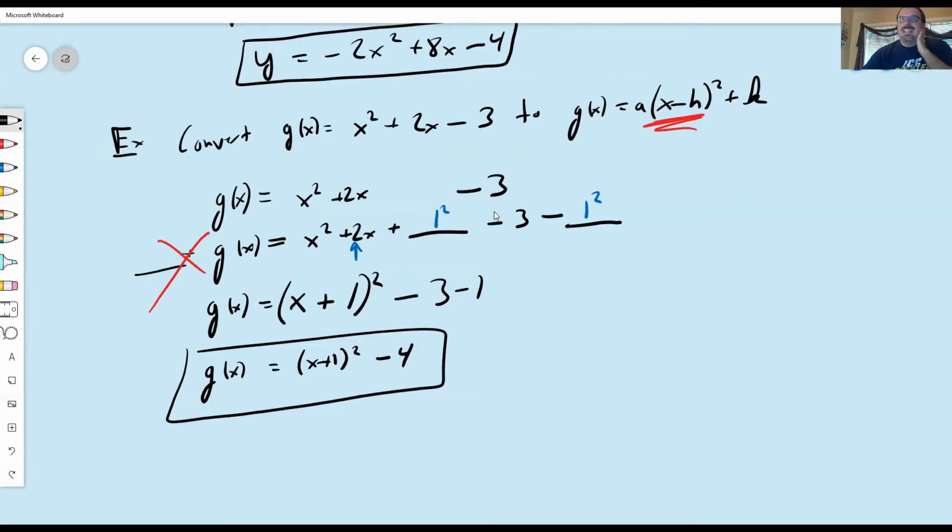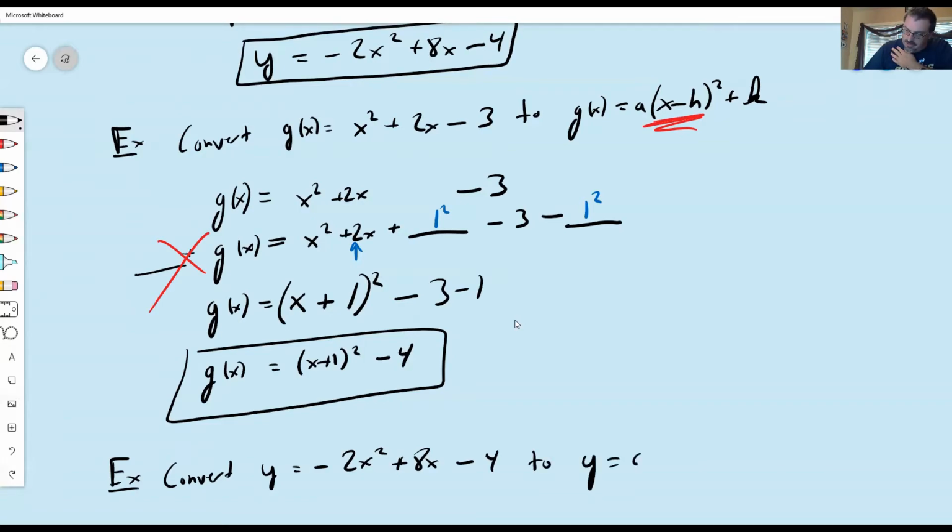We'll do it a second time. And we're going to go ahead and use this top, the one we've already done before. So we know the answer. So we'll convert y equals minus 2x squared plus 8x minus 4 to y equals a(x minus h) squared plus k.